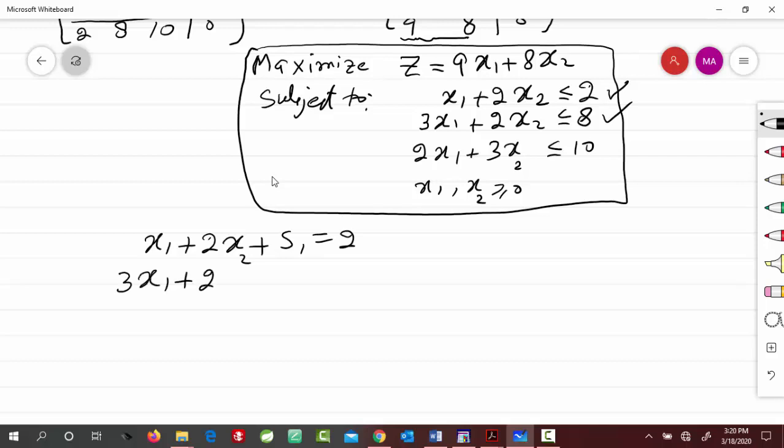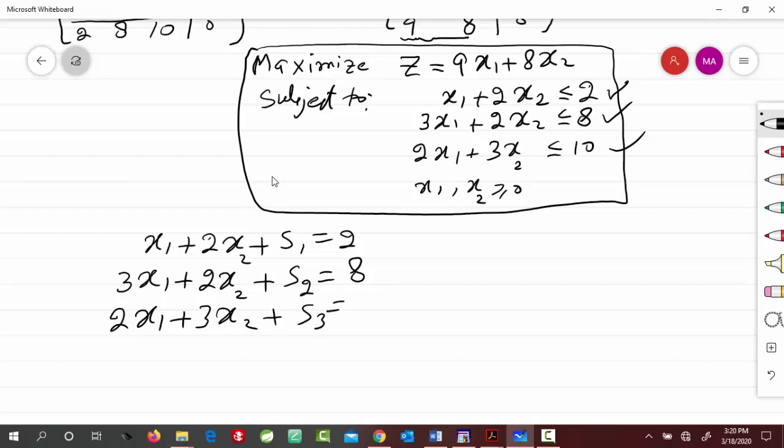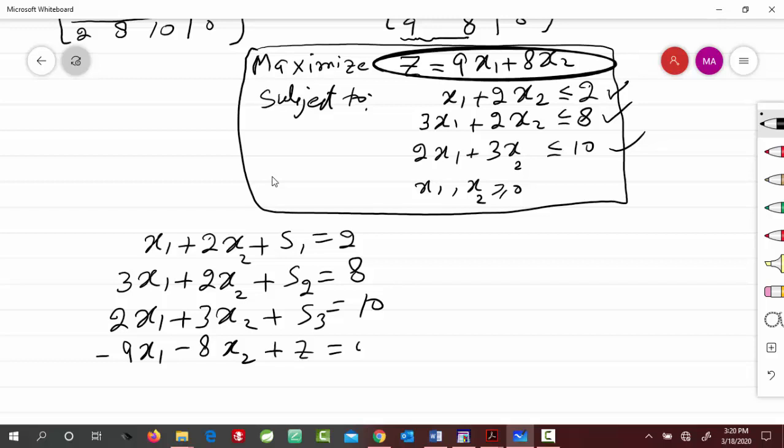x1 plus 3x2 plus s2 equals 8, and this third constraint x1 plus x2 plus s3 equals 10, and then rewriting the objective function in the standard form. So this would be negative 9x1 negative 8x2 plus z equals 0.